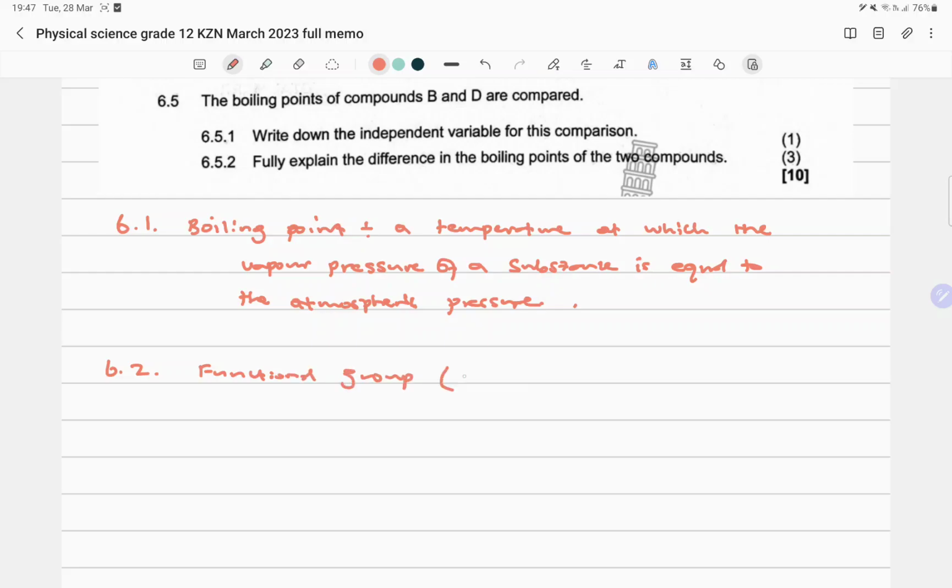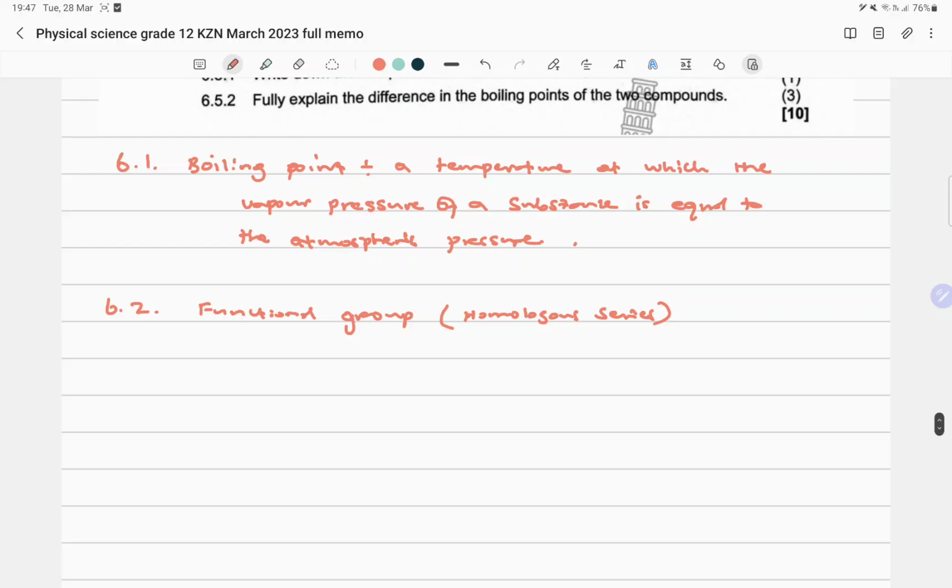Or you can say the homologous series. Okay, but I think it's fair to just focus on the functional group. Okay, so not a problem.